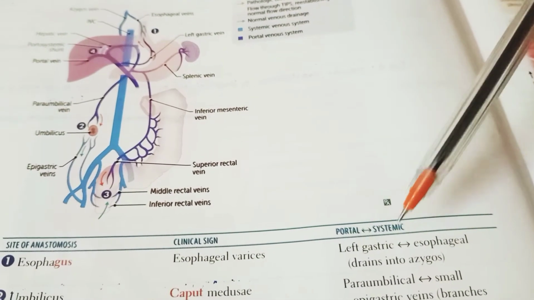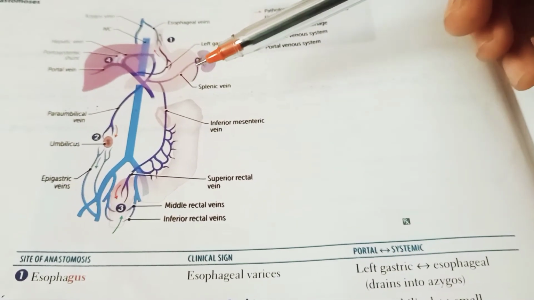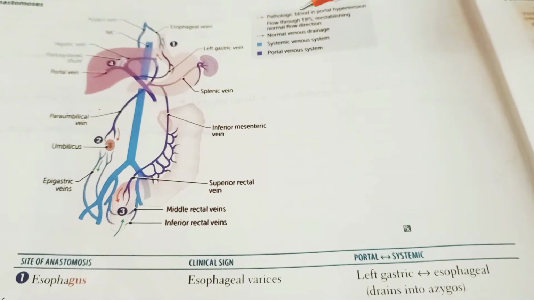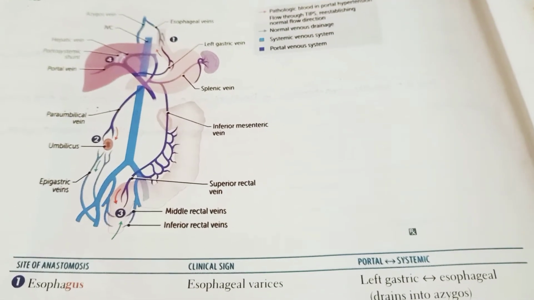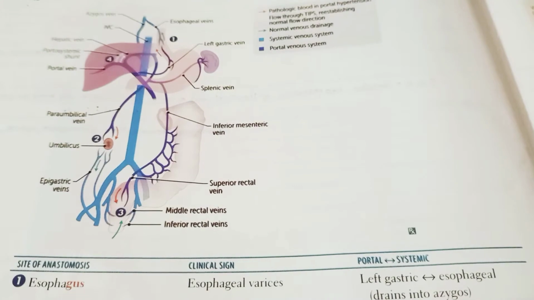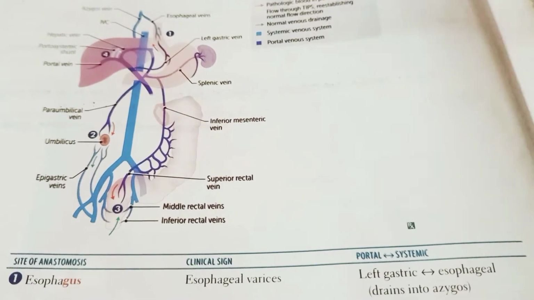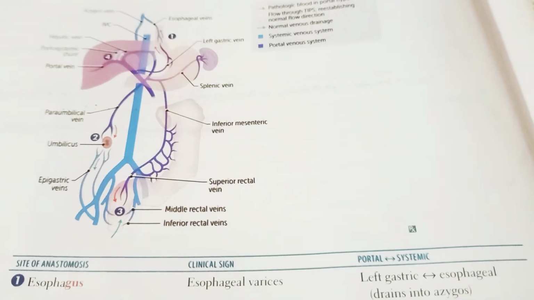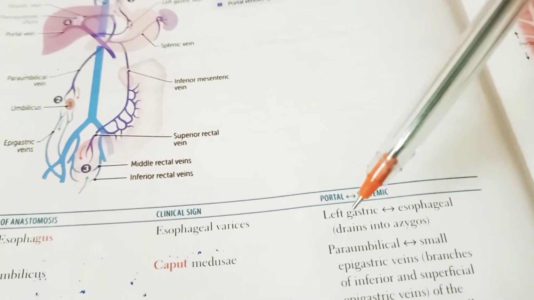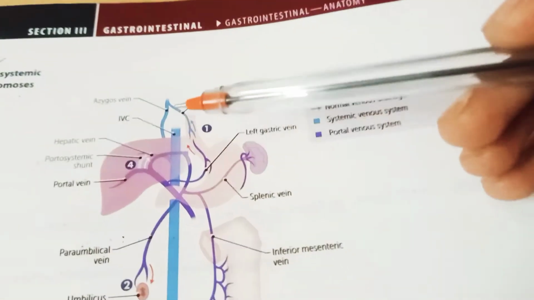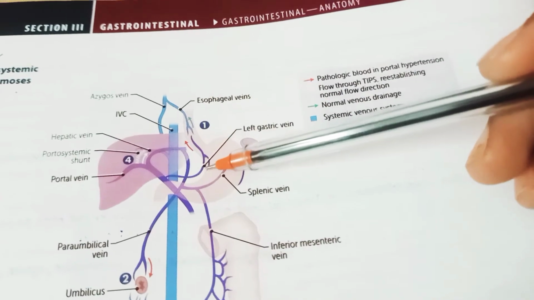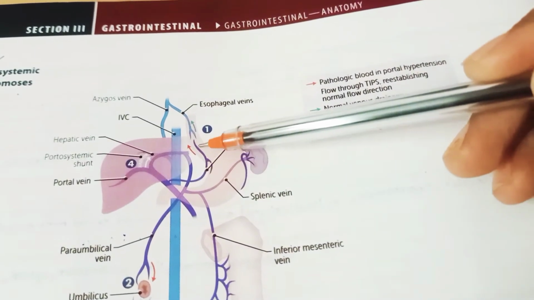You can see the portal to systemic shunt. In this diagram we can see the pink color as the systemic, the purple color as portal system, and the blue color as systemic venous system. So from portal to systemic, here from left gastric to esophageal. Whenever there is esophageal varices, that is because of left gastric veins. This purple color is the left gastric.